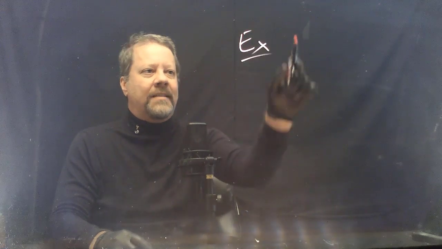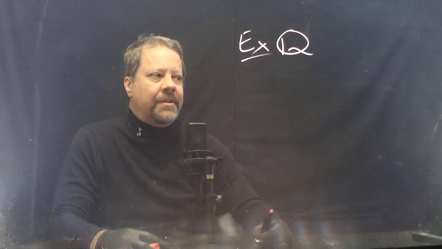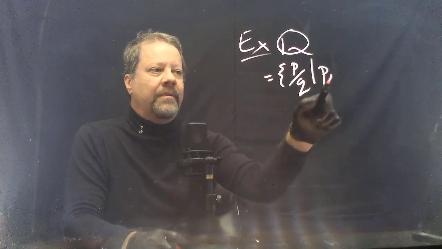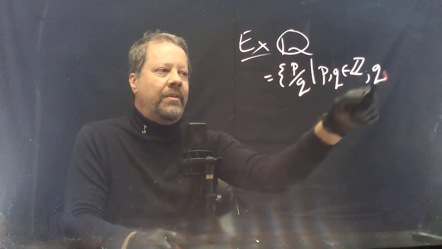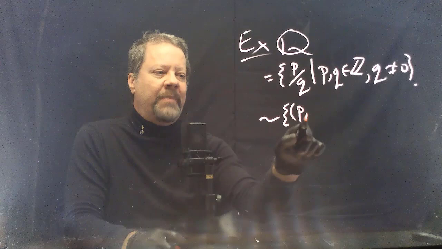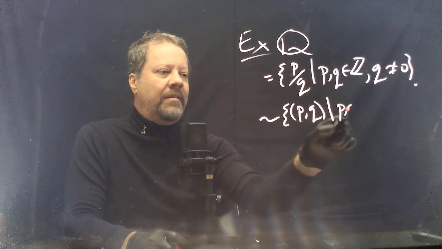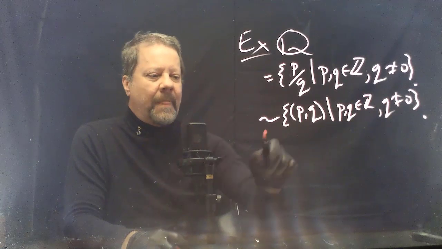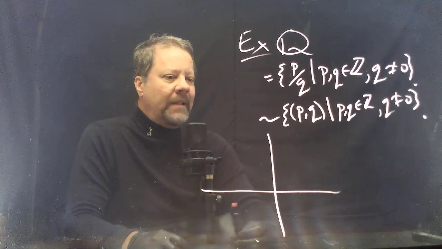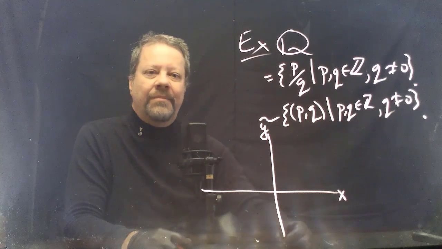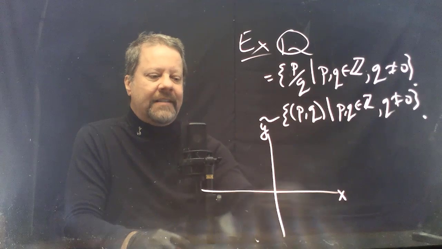What about the set of rational numbers? Remember, those are ratios of integers. You'll recall that the set of rational numbers is the set of all p over q, such that p and q are integers and q is not 0. These exactly correspond to the set of points (p, q), such that p and q are integers and q is not 0. Those can be plotted as points on the plane where we're assuming that the y-coordinates can't be 0. So the y-coordinate can't be 0. You have to stay off of the x-axis.